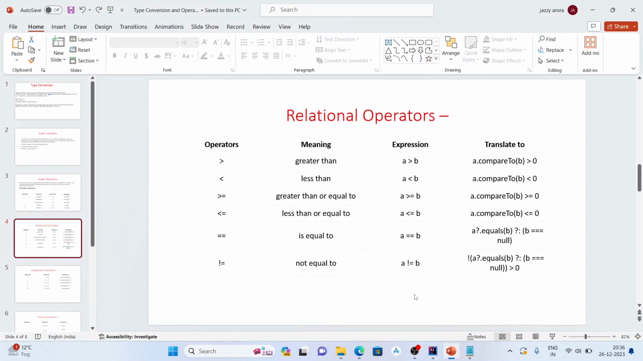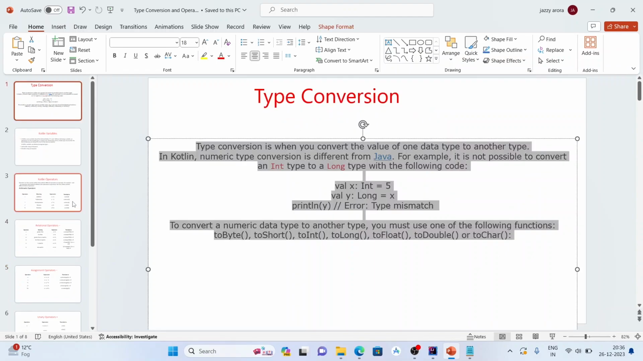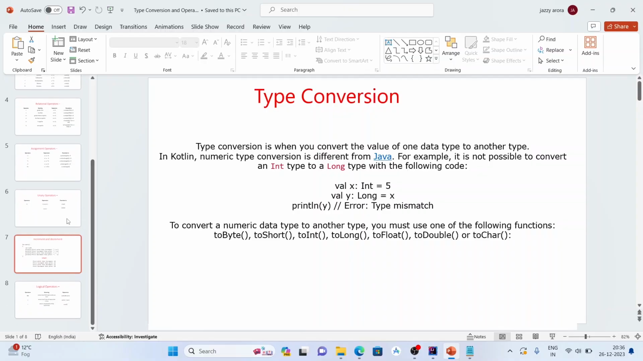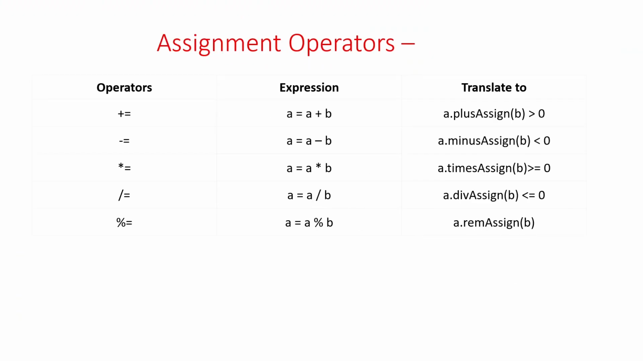Let's open the PPT. Our next operator is the assignment operator. Let's enter the full screen. Assignment operators. Our first operator is plus equal to, that translates to A equals A plus B. It can also be done as A dot plus assign B. The next one is minus equal to, that is A equals A minus B. The next one is asterisk equal to, that is A assign A into B.